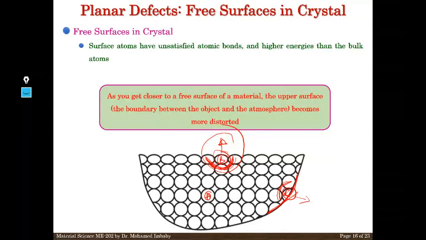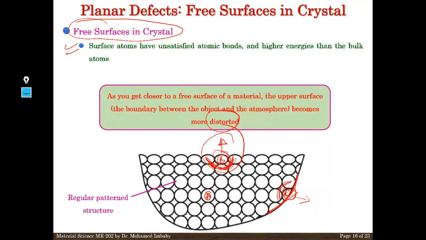As we get closer to the free surface of a material, the upper surface, the boundary between the object and the atmosphere becomes more distorted. So distortion happens in the material. Where does the distortion happen? At the surface. Why? Because the atoms in the surface are bonded with the atoms beneath them in the material, but have contact with another surface at the top, right? That is why more distortion will be there. This is called free surface in crystal. So the first defect in planar defects is called free surface. I think it's clear right now.